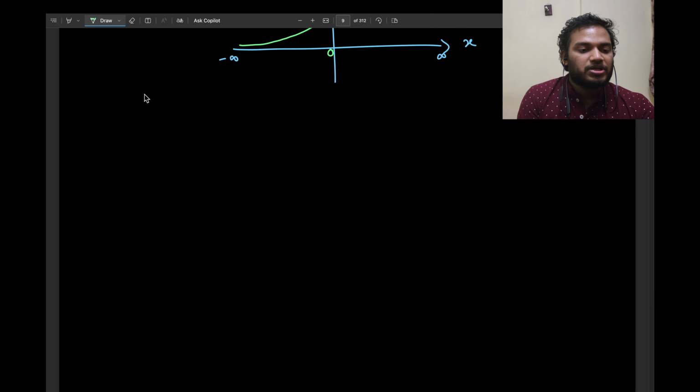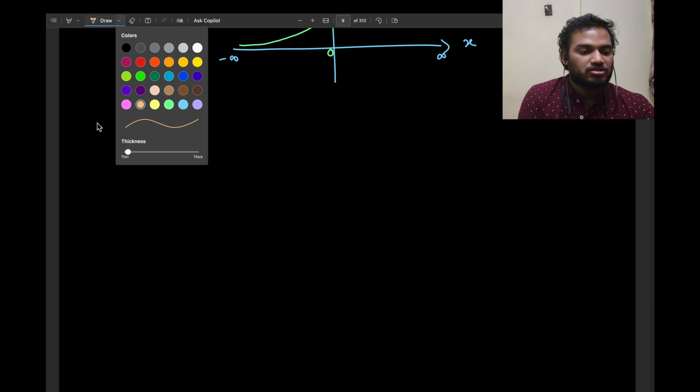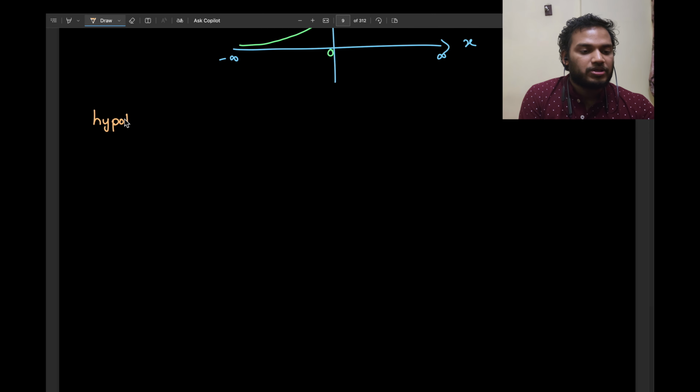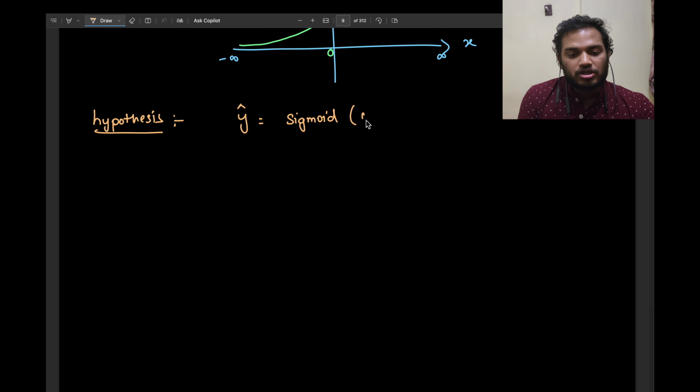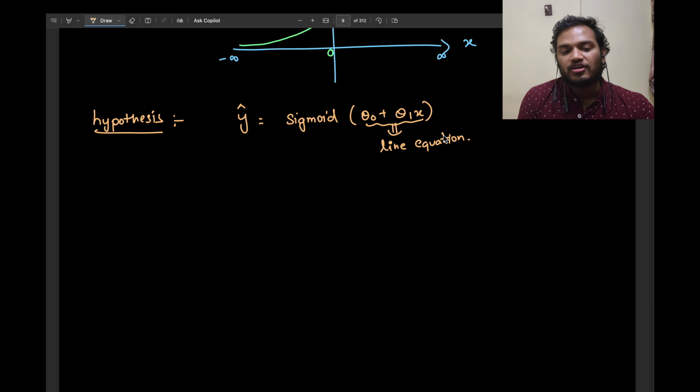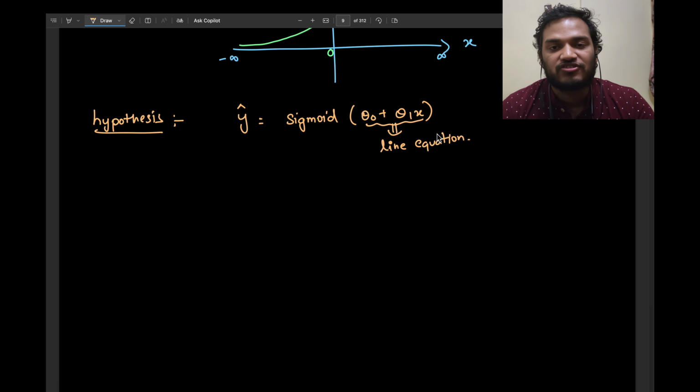Now, what will be my hypothesis for logistic regression? My hypothesis will be y cap equal to sigmoid of theta naught plus theta 1x. Here, what is this? We can simply think of it as the line equation. So we can say our hypothesis of the logistic regression function is sigmoid of the equation of the straight line.